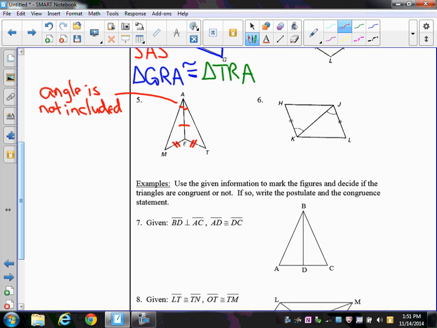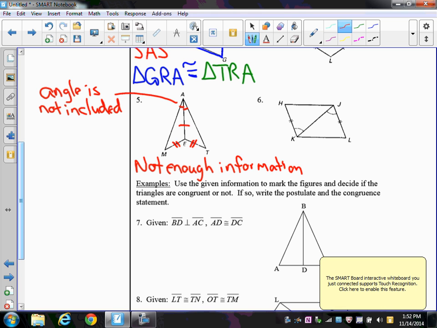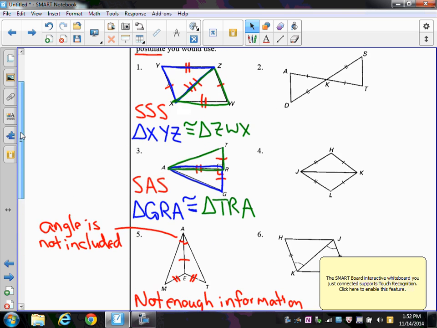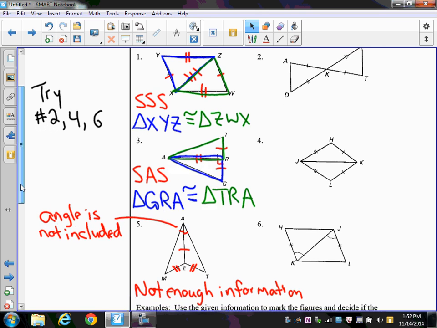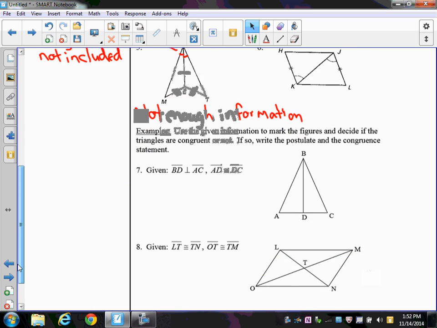We also don't have the third side to make it an SSS. So this one here is not enough information. So remember, the angle needs to be included. The angle is not included. We also don't have a third side congruent. So what I want you to do is try numbers 2, 4, and 6. Make sure to add the information that's extra if there's anything missing.